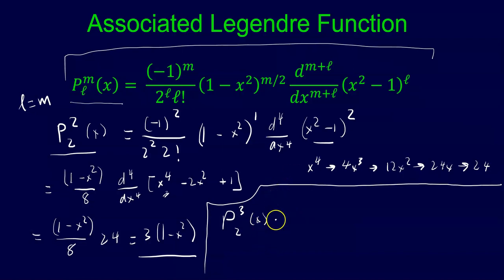All right, and so here I'll just say that it's equal. Now there's a couple of constants, so we'll have something like (-1) to the 3 power, 2 squared, 2 factorial, 1 minus x squared here. What was that going to be to the 3/2 power?